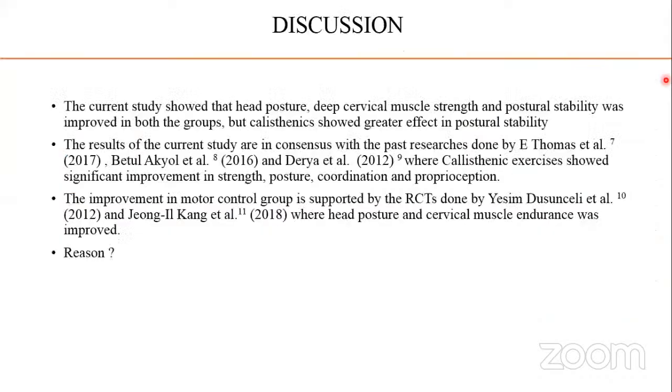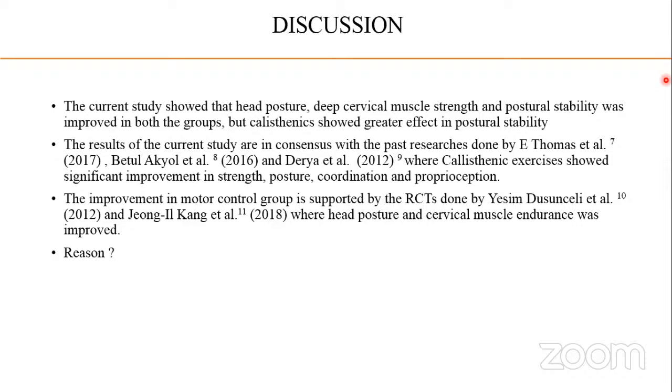Discussion: the current study showed that forward head posture and deep cervical muscle strength, and postural stability improved in both the groups, but calisthenics showed greater effect in postural stability. The results of the current study are in consensus with past research done by the following authors, where calisthenic exercises showed significant improvement in strength, posture, coordination, and proprioception.